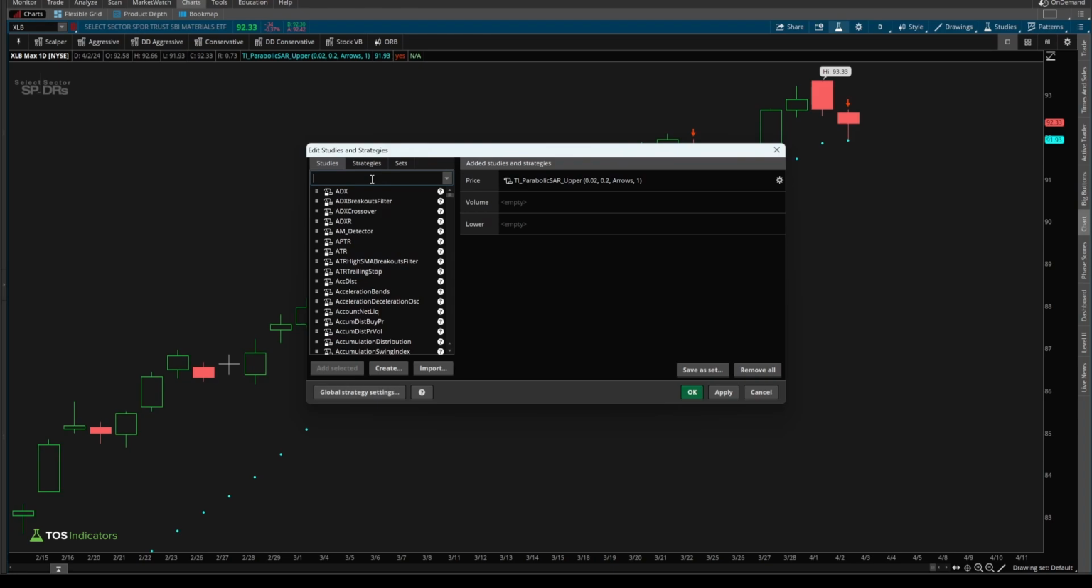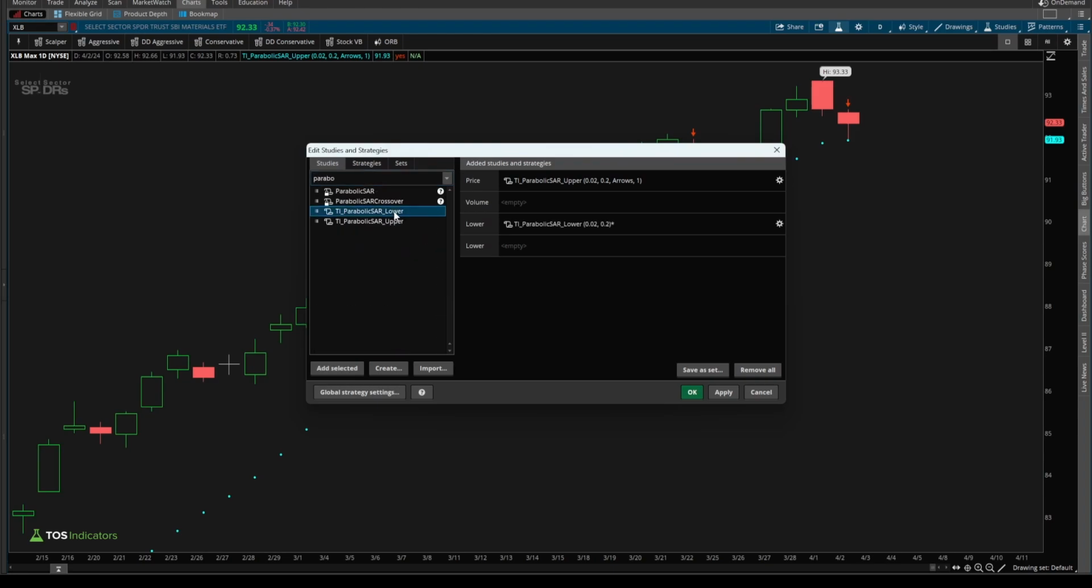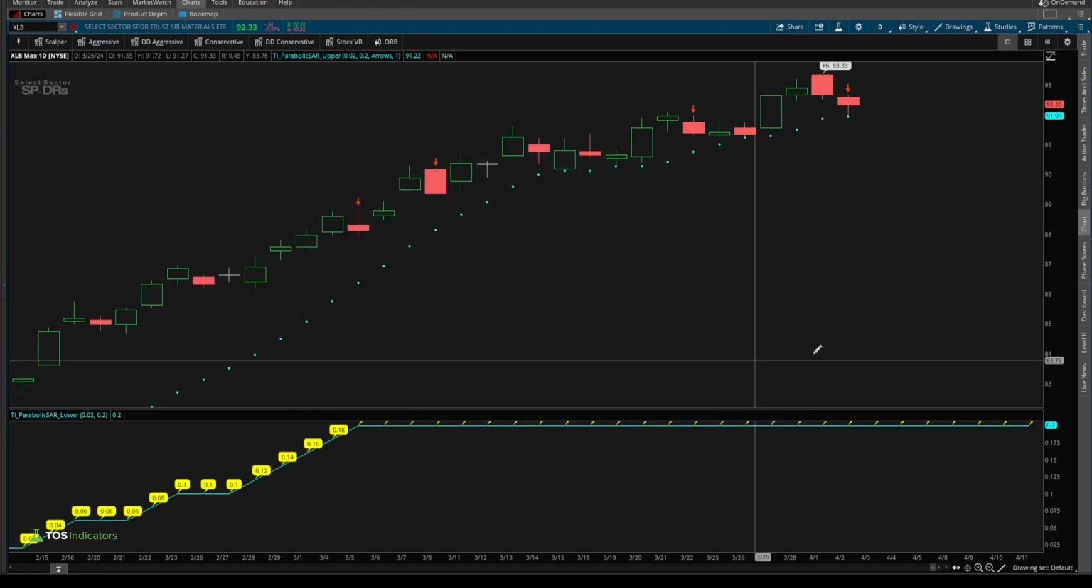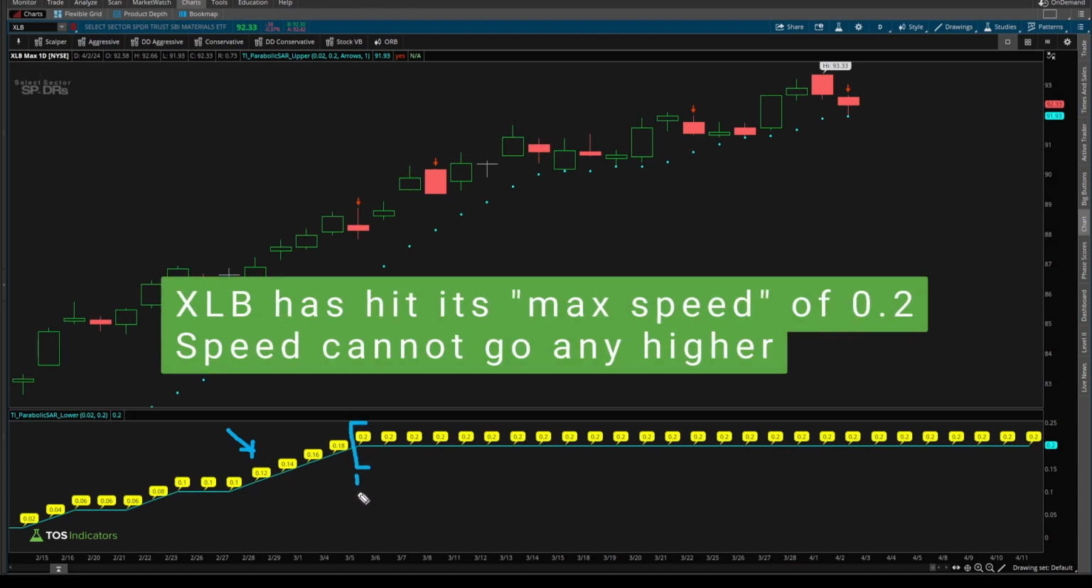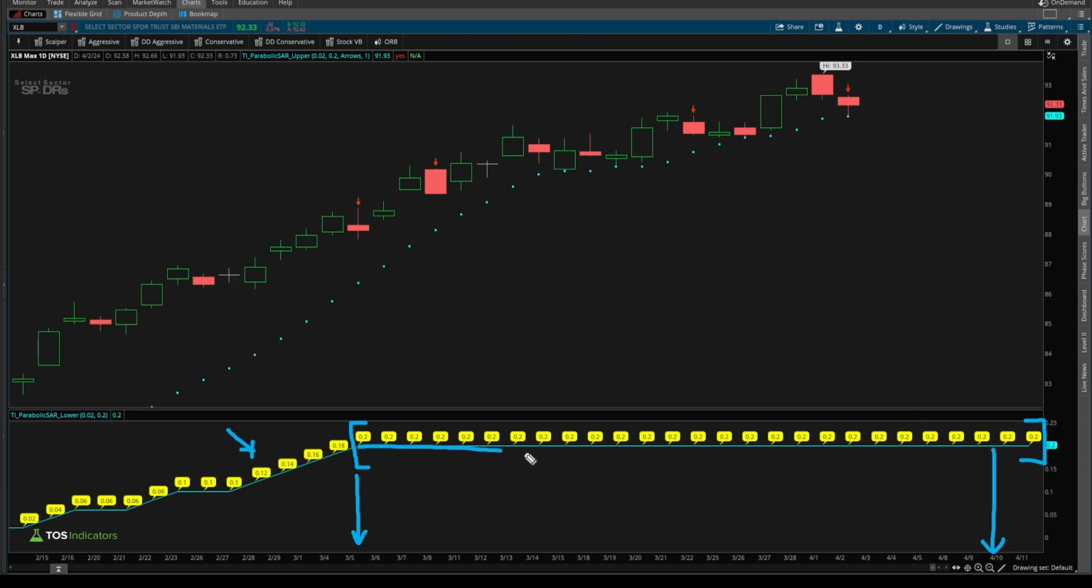Let's go ahead and add in our lower Parabolic SAR indicator, and this is the one we built when we were trying to test the speed of our car, if you remember. What's interesting is the acceleration down here, the speed of our car on the Parabolic SAR, has hit its max potential speed since about March. We've plateaued at this 0.2 mark where our speed has really just hit the max speed. We can't go any higher.